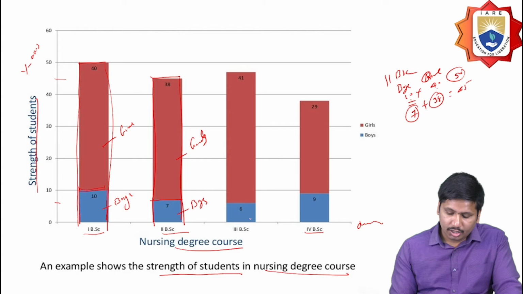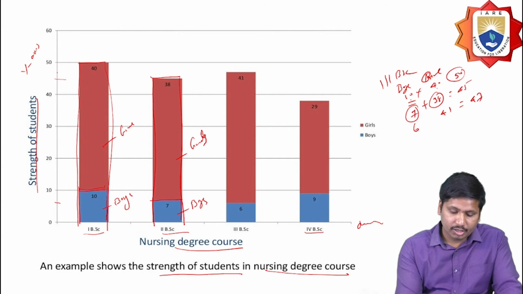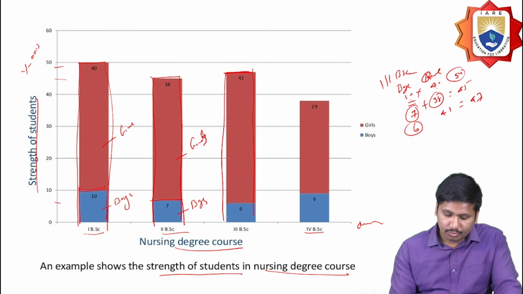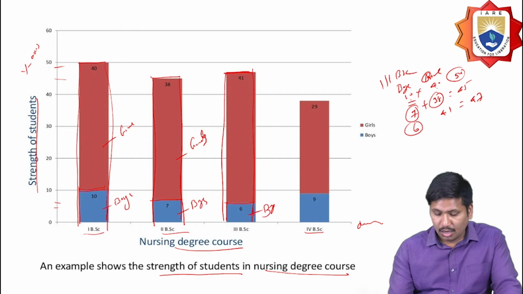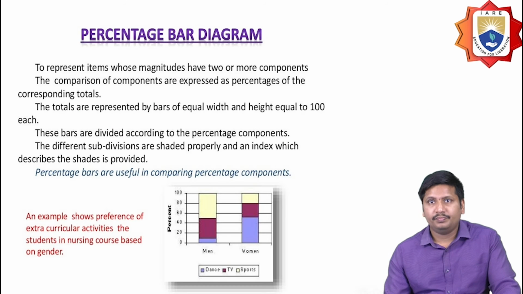Similarly the next one is third BSc. The number of boys is 6 and girls is 41, so the total is 47. I mark 47 here and draw a rectangle. Up to 6 is boys, and the rest is girls. Like this I can represent the bar diagram, or composite bar diagram.